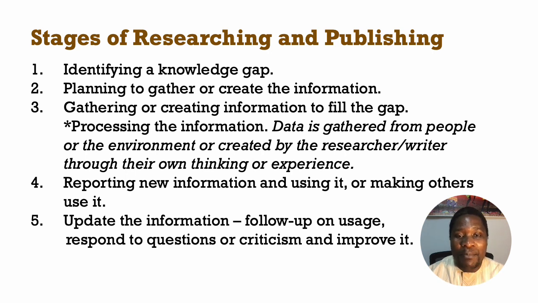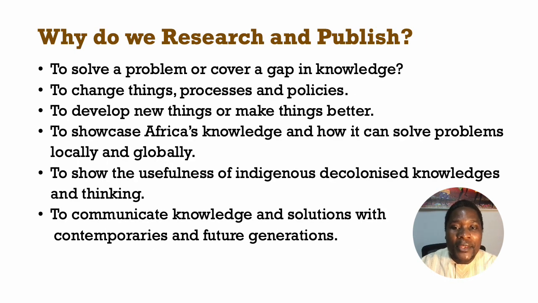Then stage number five, update the information, follow up on how it is being used, respond to questions or queries, criticism, and improve it. So for this to happen, the information should be reported in ways that it can be used by others. So when you do your report, the implications of what you are reporting should be very clear. So that's an important thing that the Journal of Ubuntu is looking for in the articles that it accepts for publication.